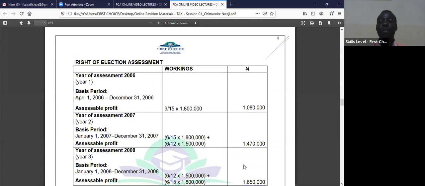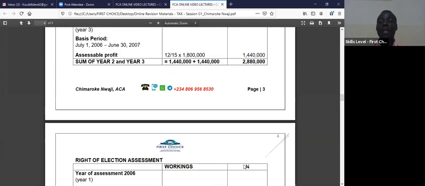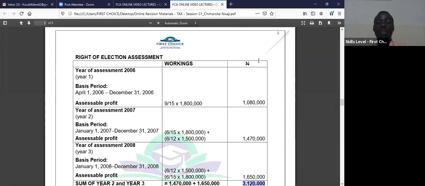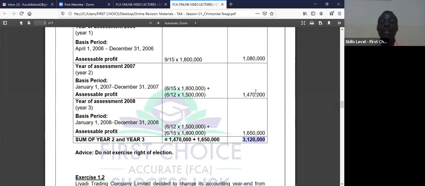So what you do is you will now compare the 2 years you've just done in the right of election to the 2 years of the normal basis. Whichever is smaller, the taxpayer has the right to elect or choose the smaller one. So if this second option is going to be the smaller, then you will say you should exercise your rights. But if it's not the smaller one, you will say do not exercise.